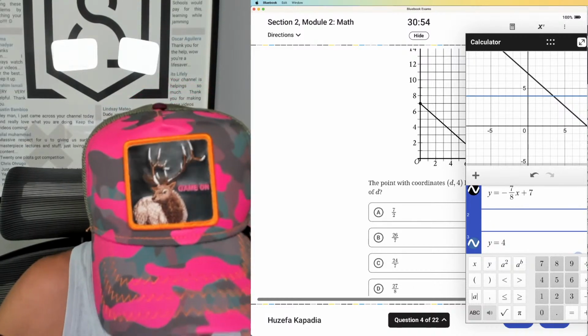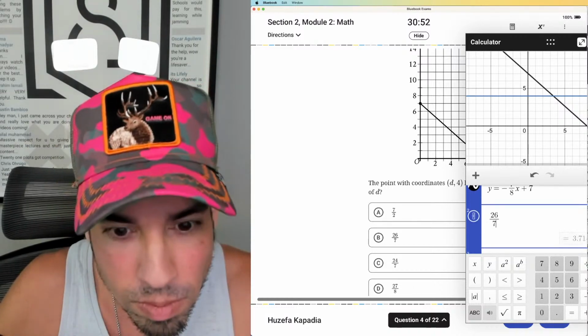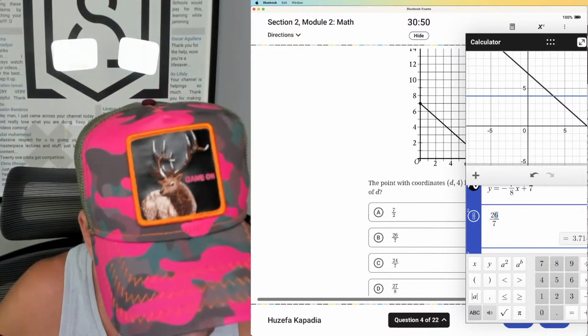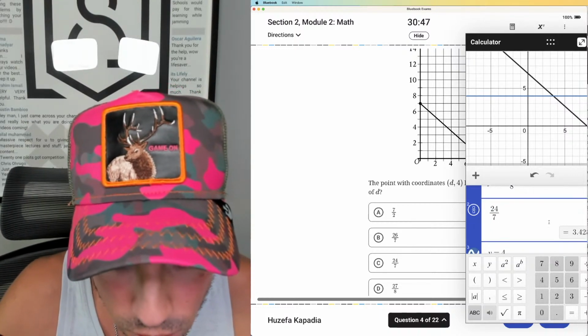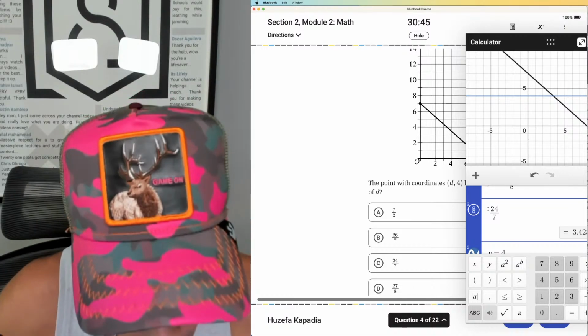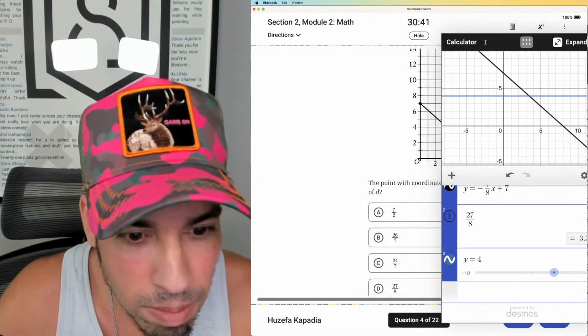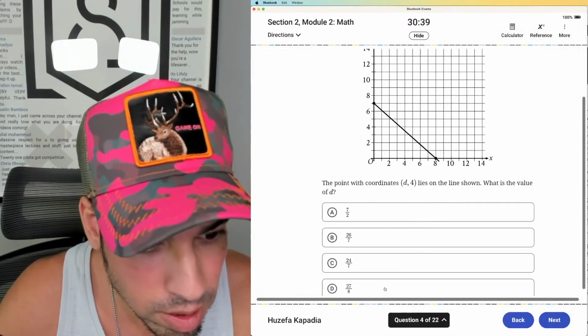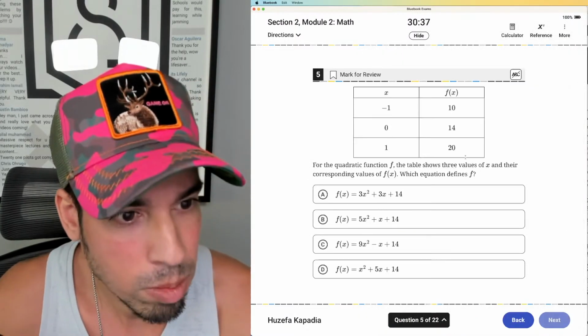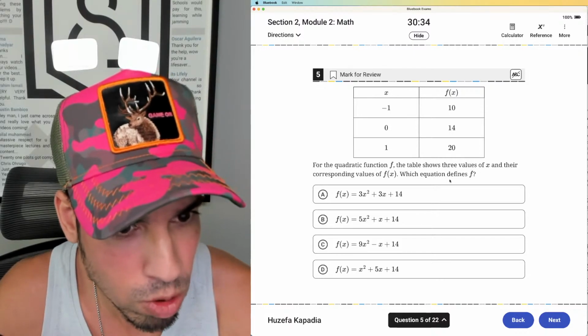3.429. Let's see. It's not 7/2. It's not that one. 3.4, it's probably that one. 3.42. And then let's see, 27/8. Yeah, it's 24/7. So that counts. You can do that with Desmos. Boom, done. Number 5, which equation defines f.